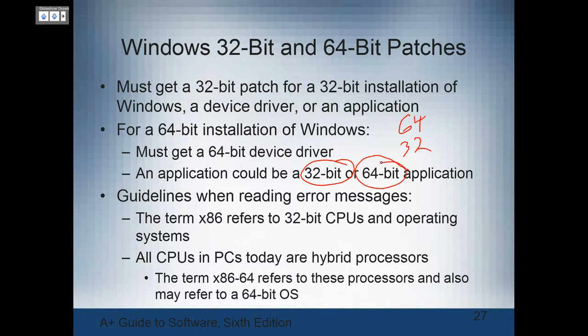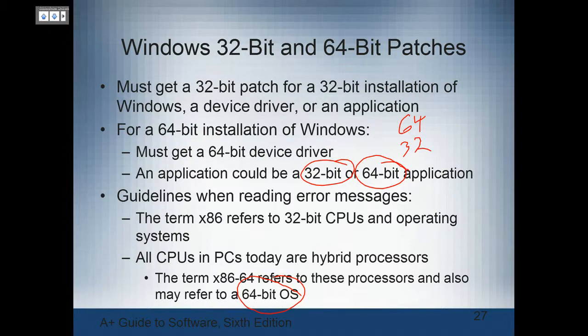And we've talked about the differences between these two. 64-bit obviously is what we want. And they have the terms here. The x64, x86 refers to 32-bit CPUs, and all CPUs today are hybrid. The term x86-64 refers to these processors, and we talked about those earlier in the hardware portion. May refer to the 64-bit OS.